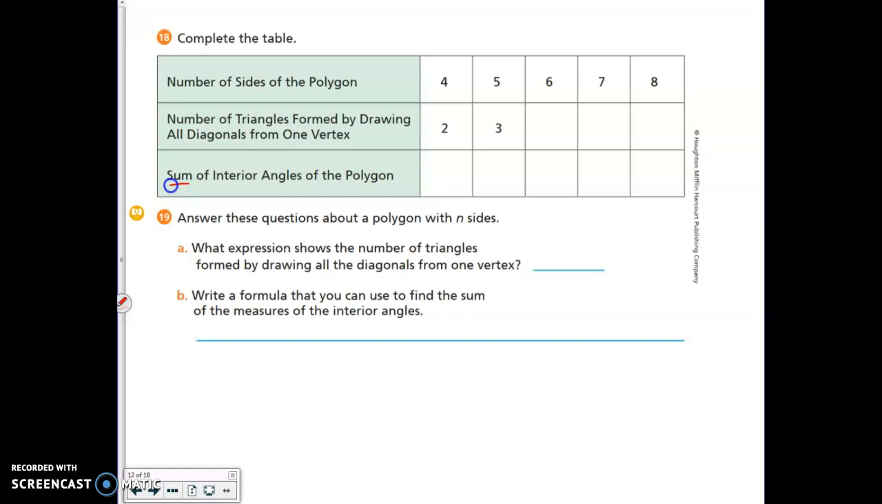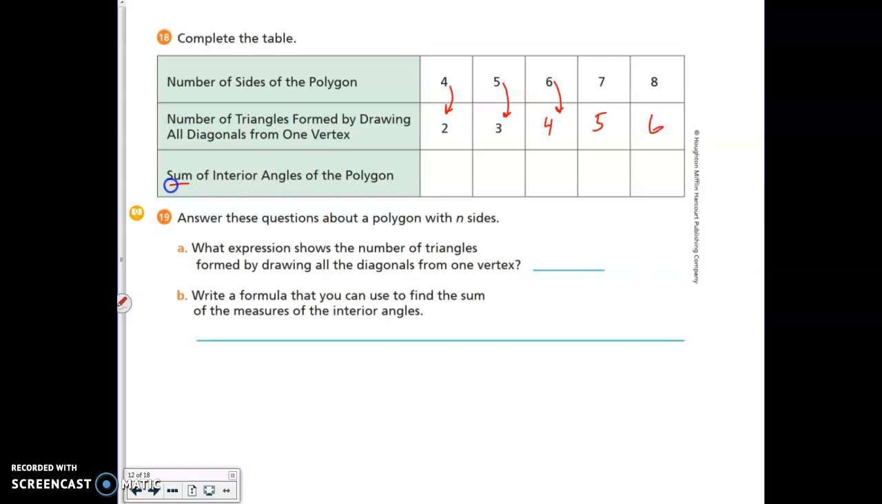So let's first establish how many triangles are formed from each of these polygons, so you can see the relationship. 4 minus 2 gets us to 2. 5 minus 2 gets us to 3. So the same thing here. 6 minus 2 gets us to 4, 7 minus 2 gets us to 5, and 8 minus 2 gets us to 6.